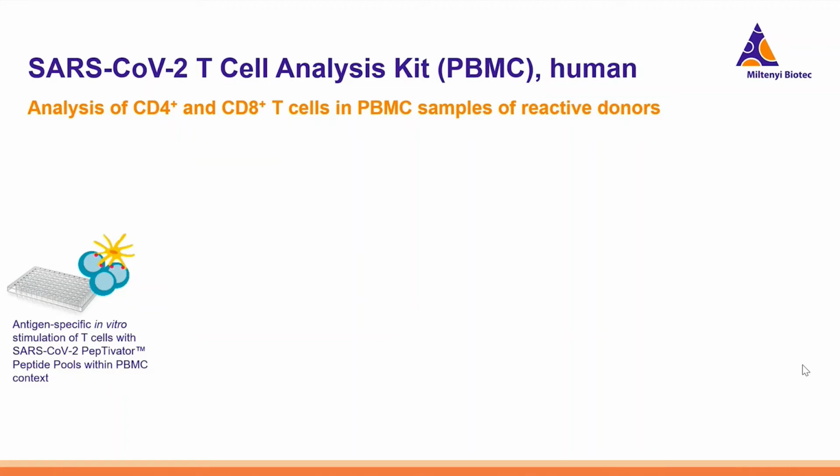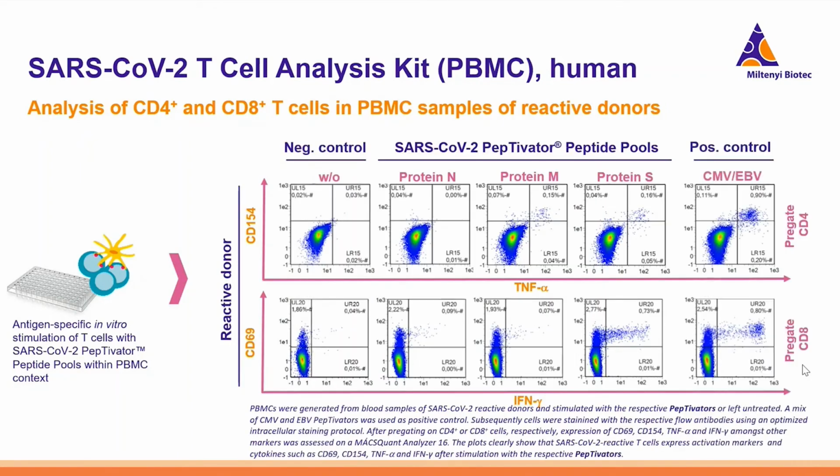In the following nice datasets, we stimulated PBMCs of SARS-CoV-2 reactive donors with the aforementioned SARS-CoV-2 Peptivator peptide pools as indicated. A mix of CMV and EBV Peptivators was used as positive control. And as you can see, we pre-gated then either on CD4 or CD8 positive T cells and assessed CD154 and TNF alpha expression, as well as CD69 and interferon gamma expression, respectively, on the MACSQuant Analyzer. The reactive donors' T cells respond specifically to the stimulation in comparison to the negative control, with the expression of the respective activation markers and cytokines.